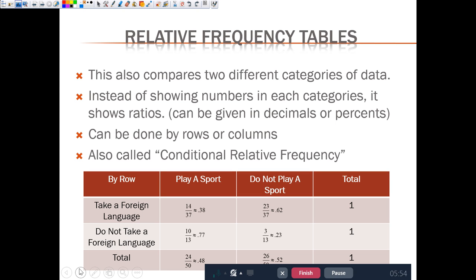If we're doing it by row, like this one's by row, our rows will add up. If we're doing it by column, our columns will add up. But if we're doing it by row, the columns do not add up, because we're not comparing it by column. This is also known as conditional relative frequency because it doesn't compare to the grand total. It's only by the row or column total.